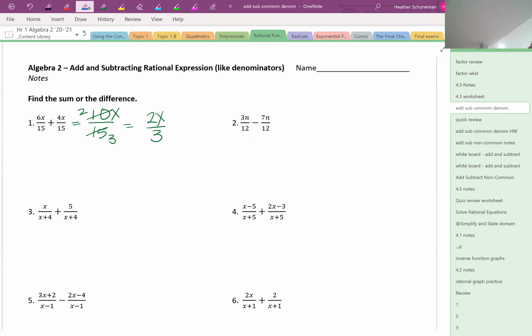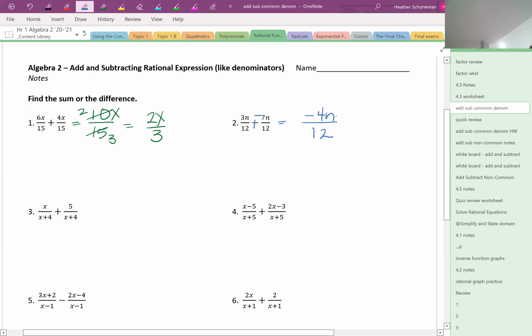On the next one, this time we're subtracting, and we need to change that minus to a plus and negative. The denominator stays the same, and then we add the numerators. 3n and negative 7n is negative 4n, and now we can reduce, and that gives me negative n over 3 when I divide them both by 4, and that would be my answer.